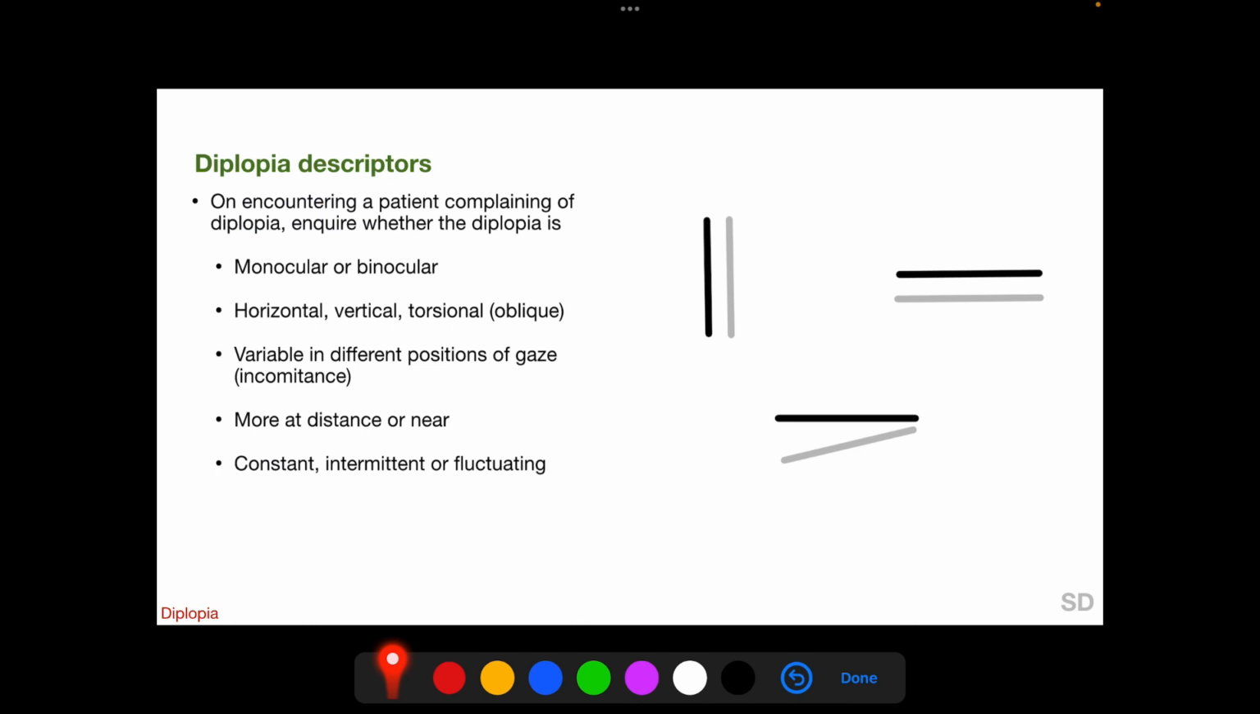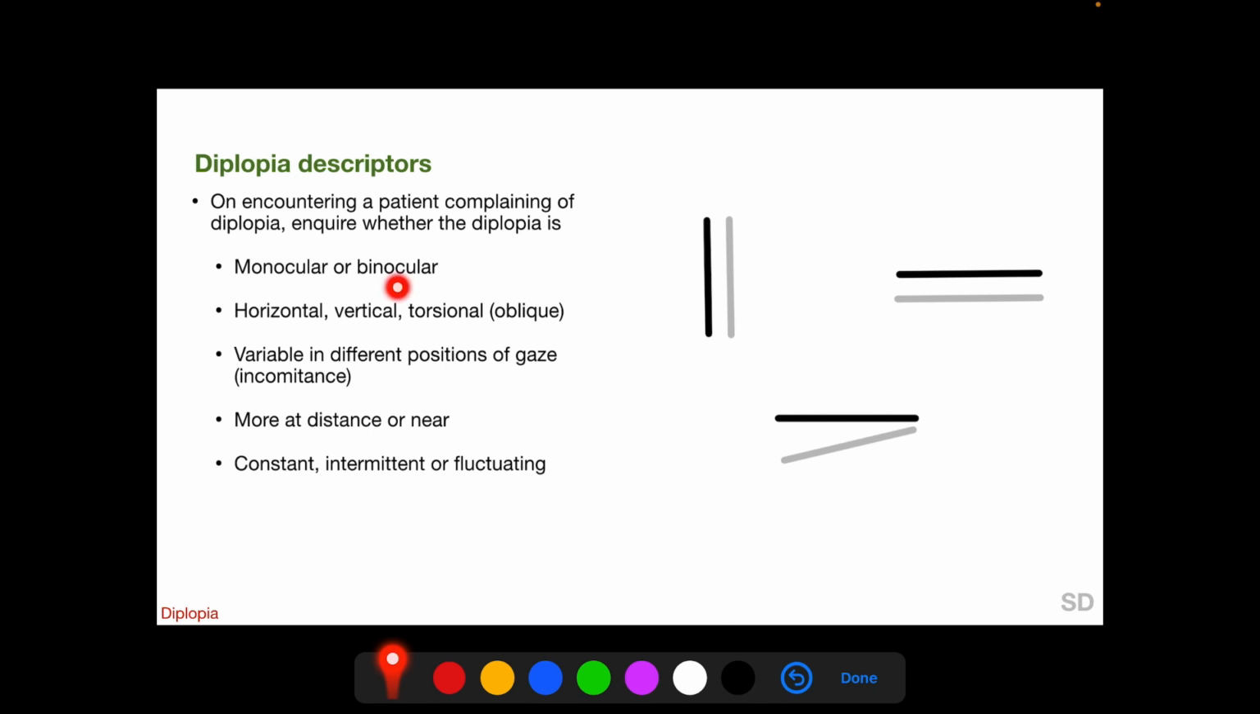On encountering a patient complaining of diplopia, we have to first characterize the diplopia. We should inquire whether the diplopia is monocular or binocular. In a monocular diplopia, the diplopia occurs in only one eye. That means the diplopia disappears when the normal eye is covered.